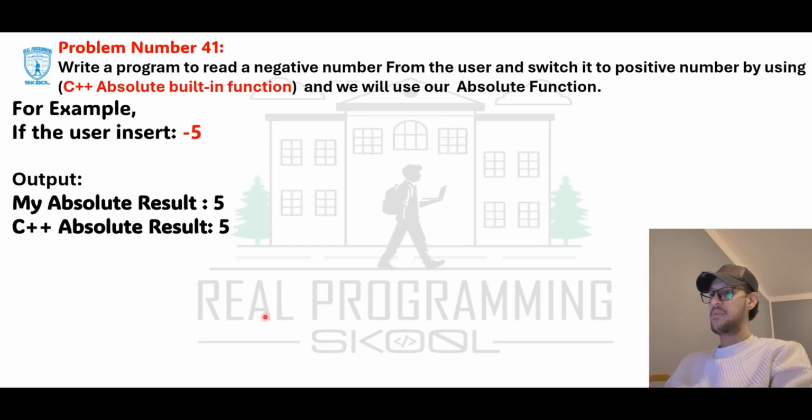Today we're going to have problem number 41. Write a program to read a negative number from the user. We want the user to insert a negative number, -5, -10, -1, whatever, and switch it to a positive number by using the C++ absolute built-in function. We took this function before in course number 2 or course number 3.